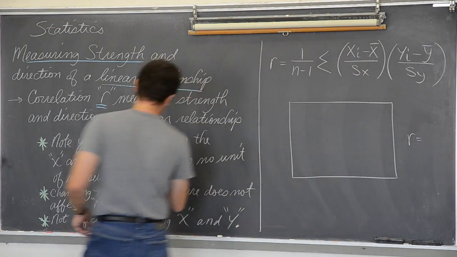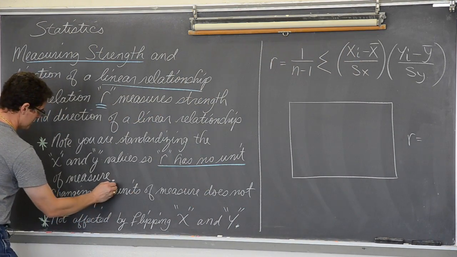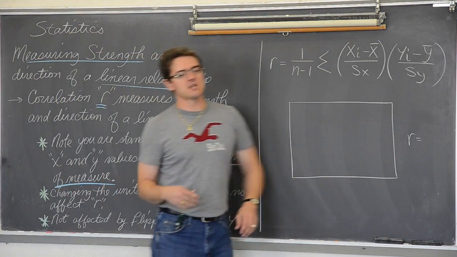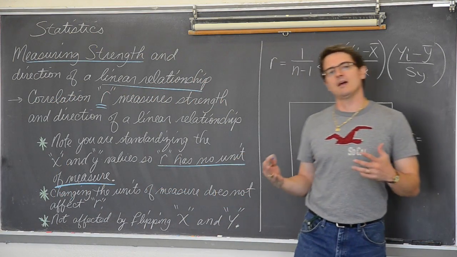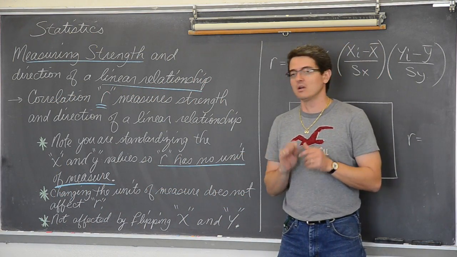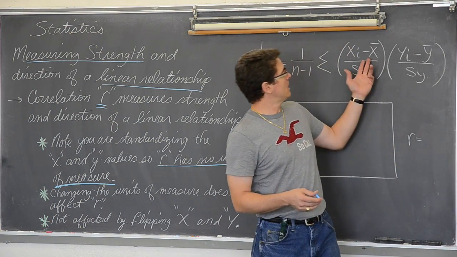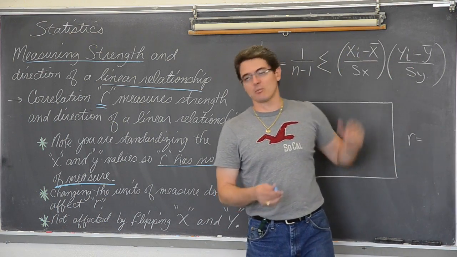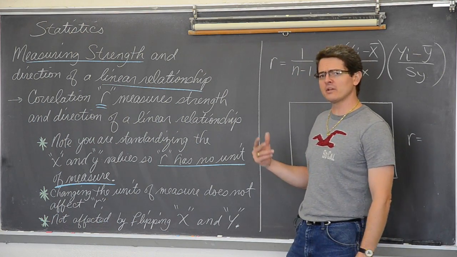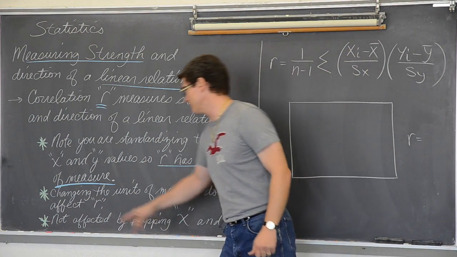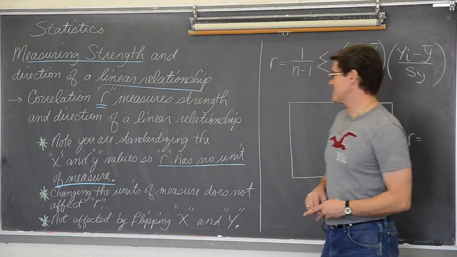So, R has no unit of measure. It's not in inches or feet or miles or grams. It has no unit of measure. It's been standardized out with, well, as you know right now, a z-score process. You'll learn another test called a t-score much later. Changing the units of measure does not affect R.